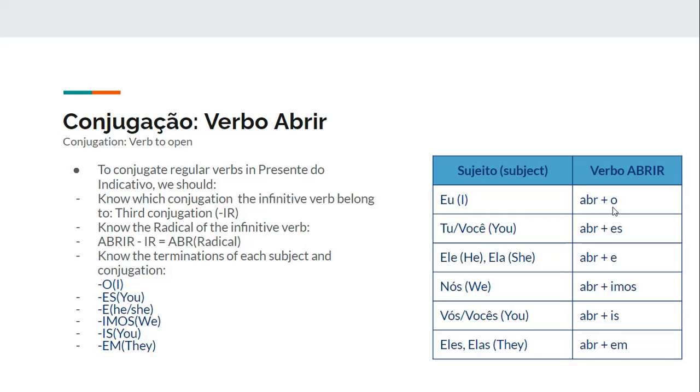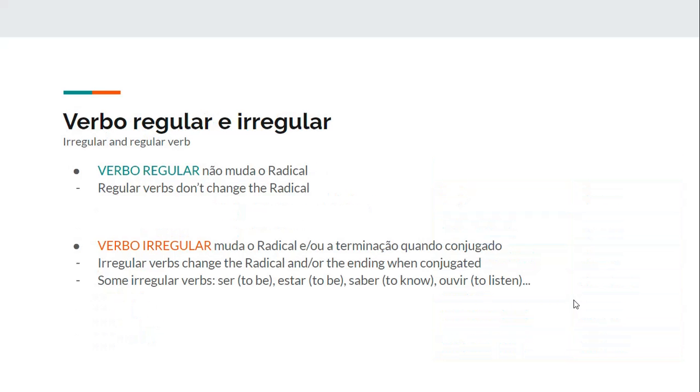And remember that each subject has a specific termination. So here in this case, o is o, imos is imos. And the radical is the only thing that will be repeated in all of the subjects, and that's it.